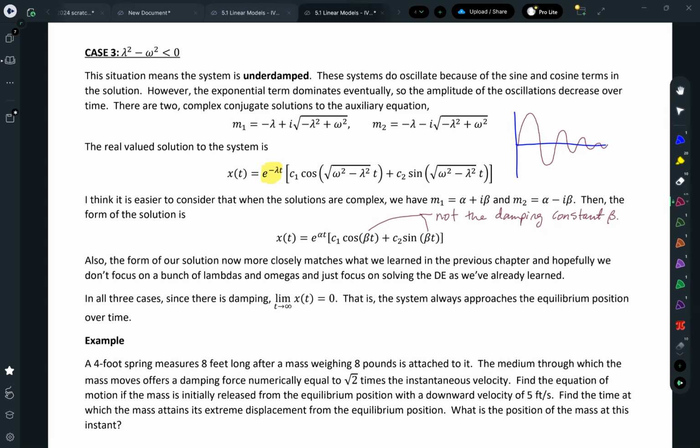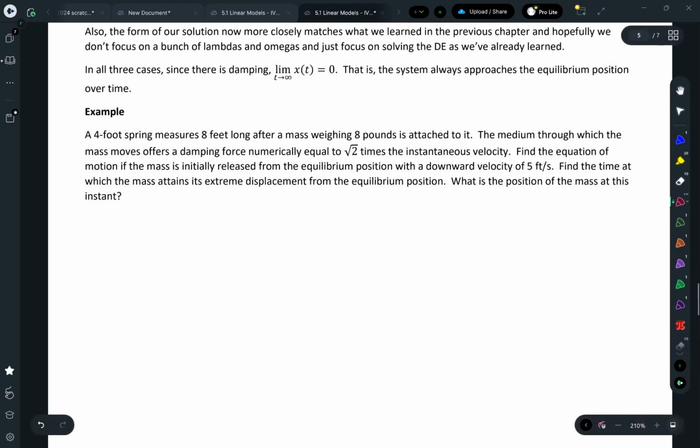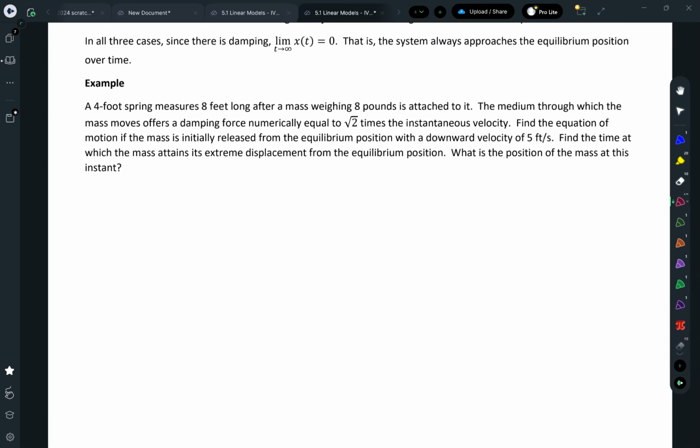All right. Let's apply this to an example. In this example, we have a 4-foot spring and it measures 8 feet long after a mass weighing 8 pounds is attached to it. The medium through which the mass moves offers a damping force numerically equal to the square root of 2 times the instantaneous velocity.